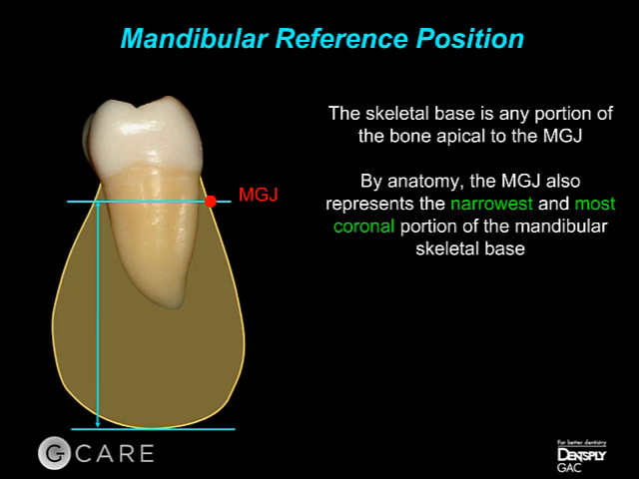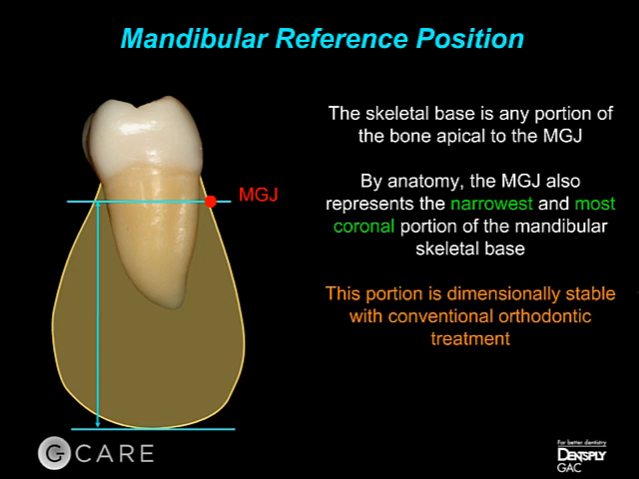So if you look also at the anatomy of the lower jaw, you can see that based on the shape in cross-section, if we say that the bone apical to the mucogingival junction cannot be changed, then this, because this tapers, is going to essentially represent the narrowest and most coronal portion of the mandibular skeletal base. So since we cannot necessarily change that to any appreciable degree with routine orthodontic treatment, that's going to basically be our reference position for the width of the lower jaw.